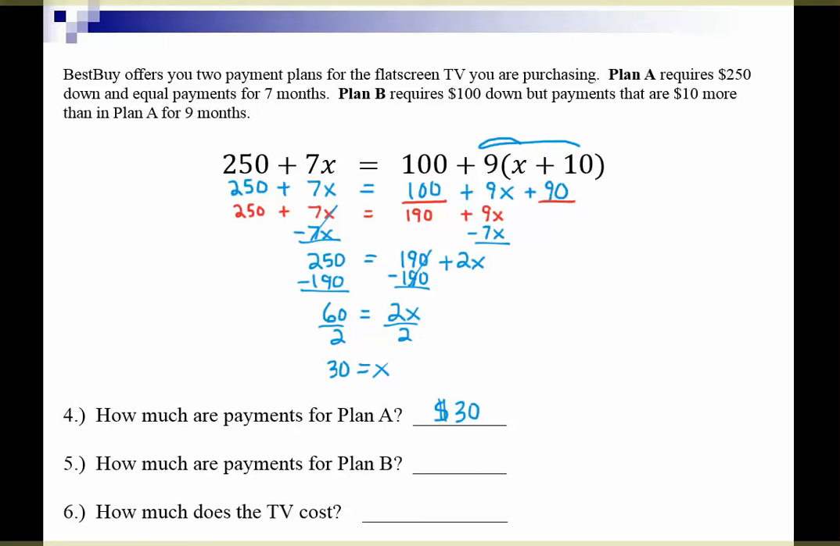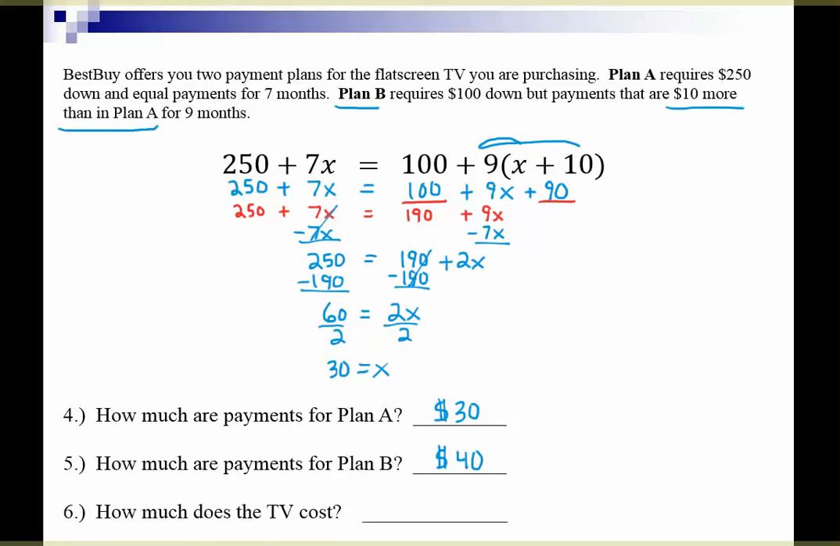Now, how do we figure out how much payments are for Plan B? Well, that one goes back to language. Okay, for Plan B, remember, it said payments are $10 more than in Plan A. So we're just going to add that 10. So if Plan A is 30, how much is Plan B? Well, it's 40. That's simple mental addition. Not much work to show there. Okay, X is still the same on both sides, but in Plan B, you're actually paying $40 per month.